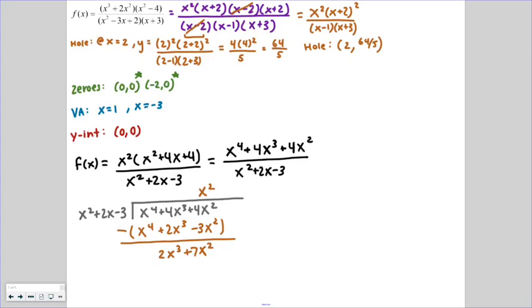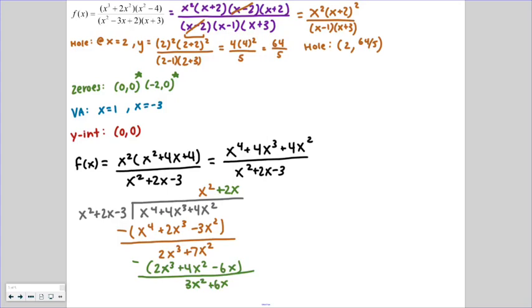I'm going to change colors for the next step. So next step is, what do we multiply x squared by in order to get to 2x cubed? Well, that's going to be a 2x. And then when I multiply all of the divisor by 2x, we get 2x cubed plus 4x squared minus 6x. Again, we're subtracting all of that. That's going to leave us with 3x squared plus 6x.